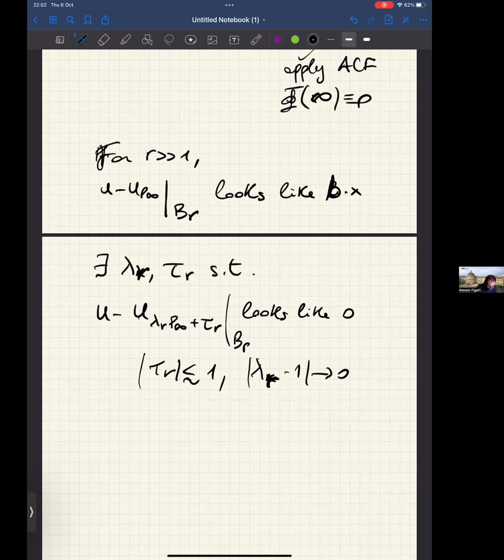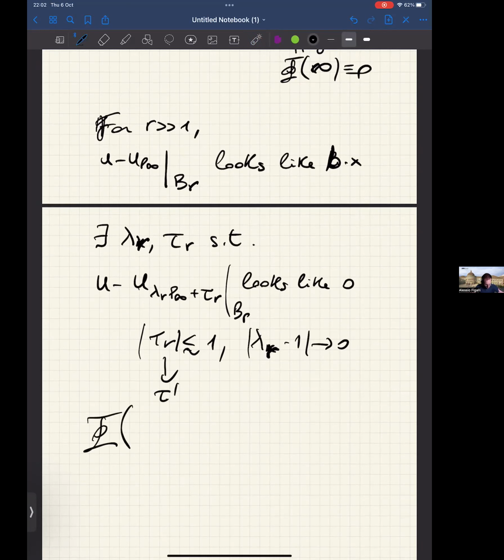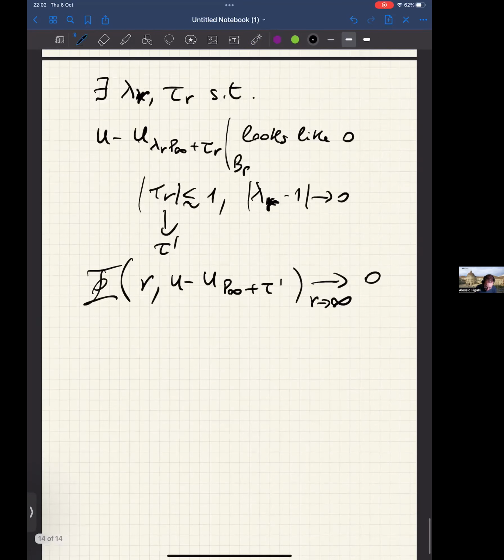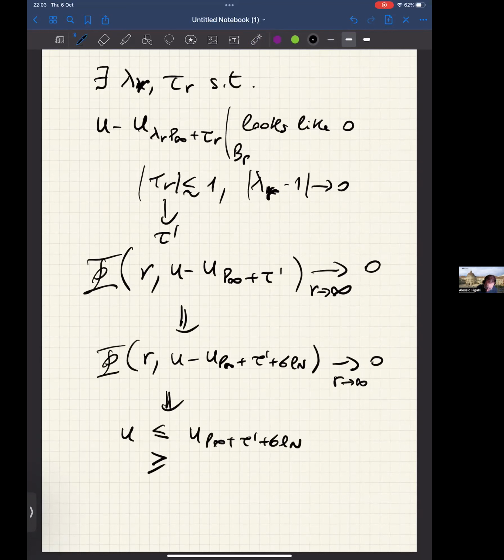And then in the limit, when you let everything go to 0, this lambda r will go to 1, and tau r will go to some tau prime. And then you discover that in the limit, the Alt-Caffarelli-Friedman energy, you use again that it is monotone, and so on. The energy of u minus u of p infinity plus tau prime, so you have to do a small translation, will be tending to 0 as r goes to infinity, which means that you are ordered. And in fact, once this is true, you also prove that this energy also goes to 0 if you translate in the e_n direction. So translation in the e_n direction is always for free, which means that u is either greater or equal than u of p infinity plus tau prime plus sigma e_n for every sigma. And then as in dimension 4, you conclude.